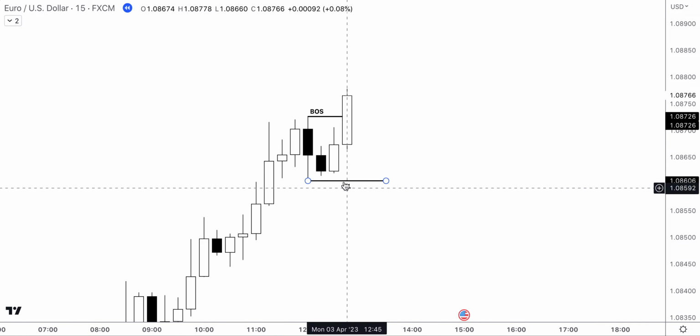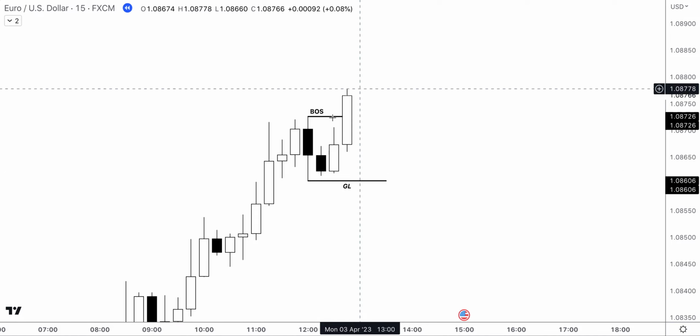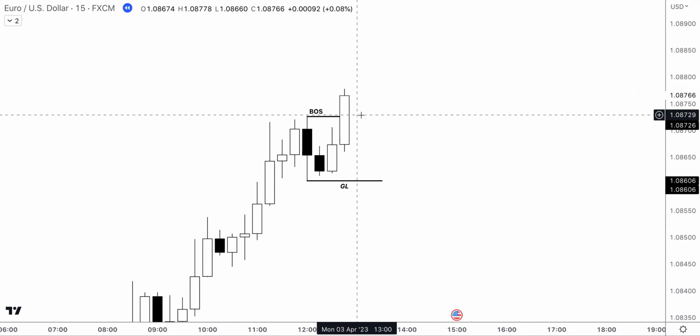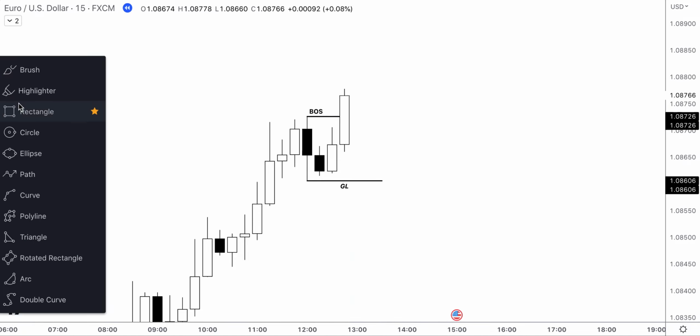This is our invalidation level, and we would not want to see price break below here, because if it does, it would invalidate our long bias. Okay, so now that we have a bias within the market, clearly we're looking for longs, we're looking for buys, we can then identify our extreme demand, where we're going to pinpoint an area of interest, a POI, or point of interest.